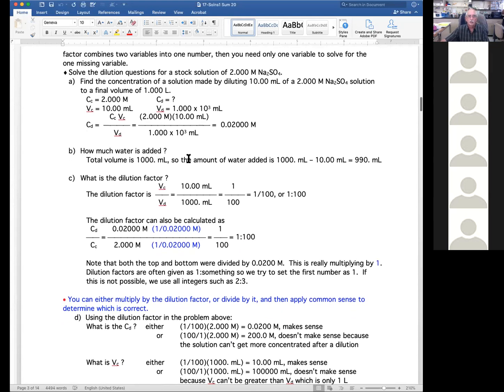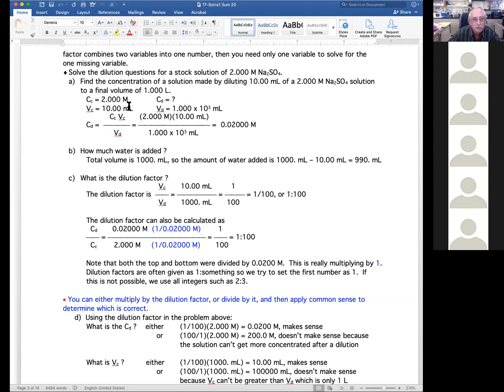So for a stock solution of 2 moles per liter sodium sulfate, find the concentration of a solution made by diluting 10 milliliters to a final volume of 1 liter. What I need to do, similar to the gas problems, is simply figure out these things. The concentration of the concentrated one was 2 moles per liter. The concentration of the diluted one is, well, that's what we're looking for.